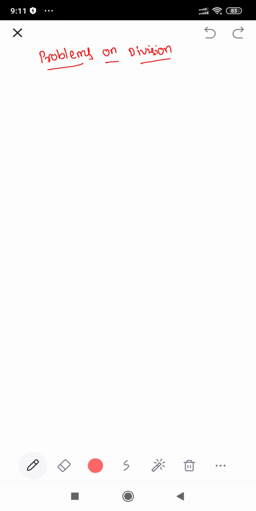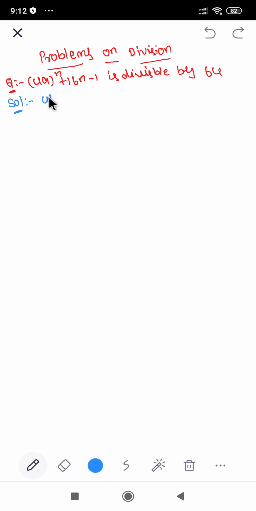Example number 3. The question is: 49 whole to the power n plus 16n minus 1 is divisible by 64. This is the question. So for that we need a solution. So we are writing the solution.